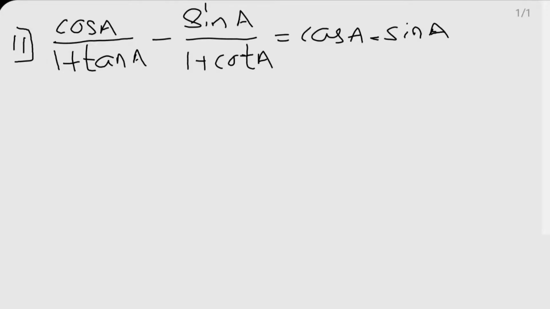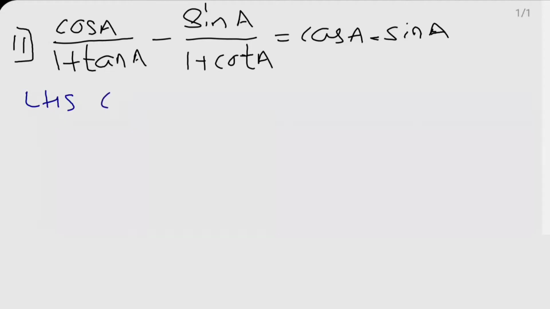Welcome back students. We are discussing introduction to trigonometry applied questions. So in today's section I am going to solve the 11th problem: cos A divided by 1 plus tan A minus sin A divided by 1 plus cot A is equal to cos A minus sin A. So here we want to prove LHS is equal to RHS. So first write down LHS.